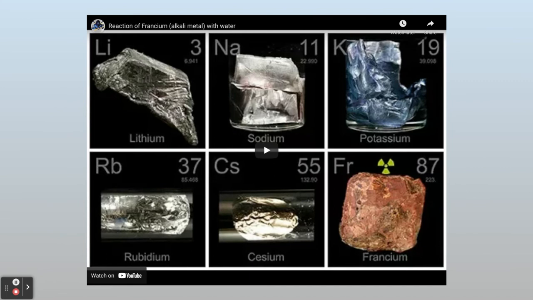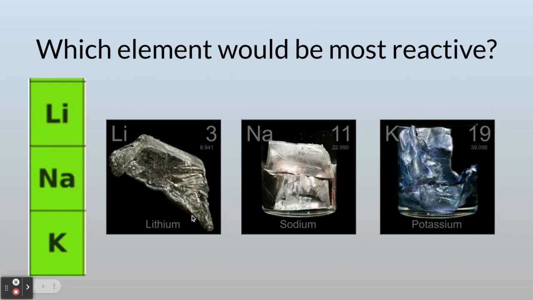Okay, I'm not going to show this video, we're going to skip it. So if I pulled these elements out of the periodic table, these are all in the same column, and I asked you which of these would be the most reactive, you would be able to tell me potassium is the most reactive of these three because it's closer to the bottom of the periodic table. And I know that atoms get bigger as you go towards the bottom, which means they're more reactive.